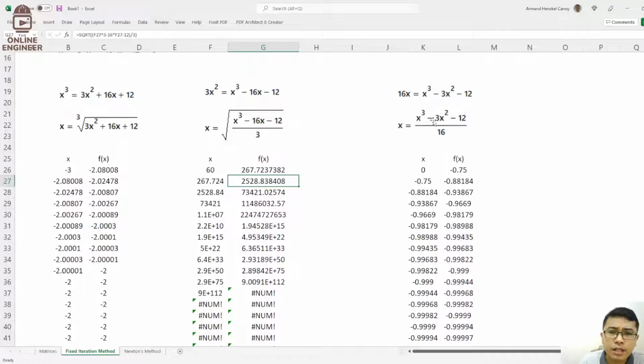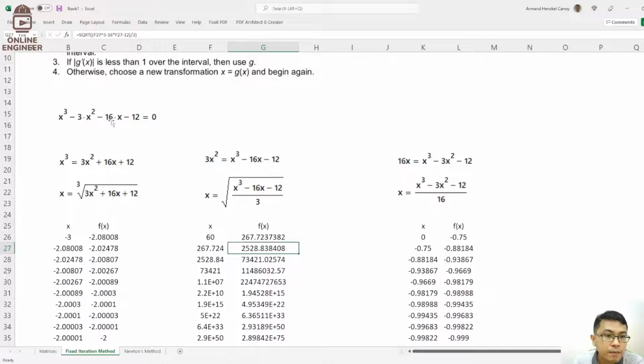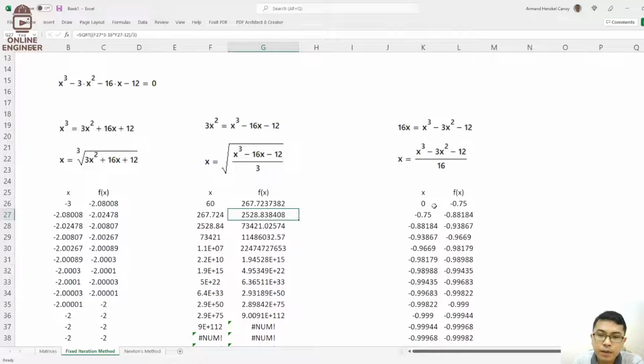Now we proceed to the other expression of x that we can use. And this time we isolate 16x, this one. We transfer 16x to the other side. This is what it becomes. And then we divide by 16, because it becomes 16x. So we divide by 16 and we input that here. So this becomes x cubed, where the x is actually the value for K26. x cubed minus 3x squared minus 12 over 16.